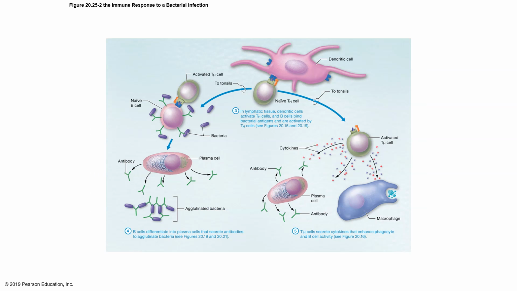In lymphatic tissue, the dendritic cells then activate the helper T cells, and the B cells will bind to the bacterial antigens and are then activated by your helper T cells. And then the B cells differentiate into plasma cells and start secreting antibodies that start agglutinating the bacteria, whereas the helper T cells start secreting cytokines. These are the cytokines that enhance the phagocyte as well as the B cell activity.